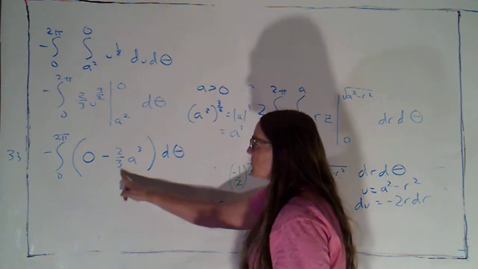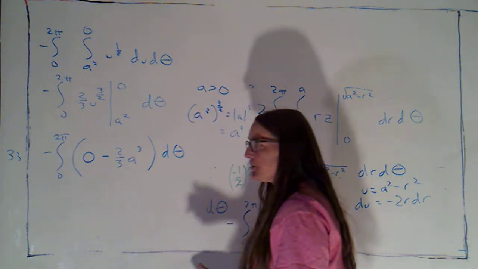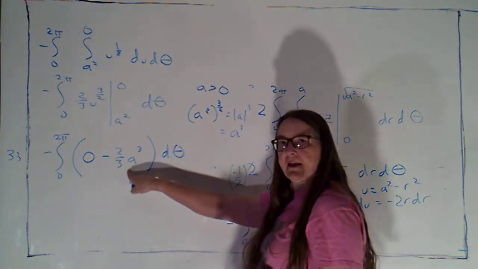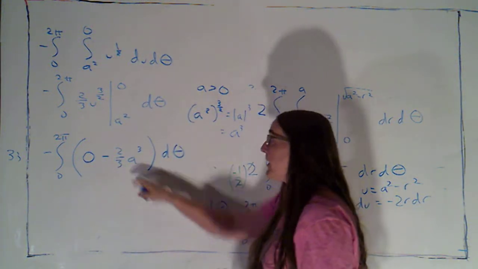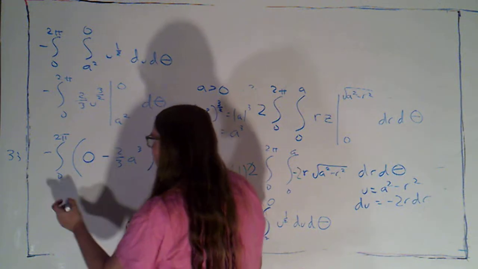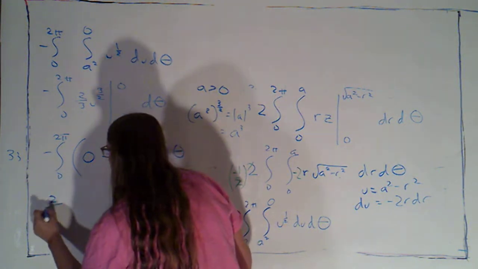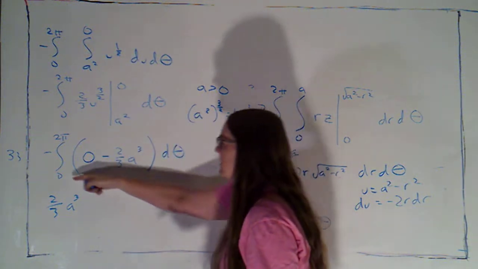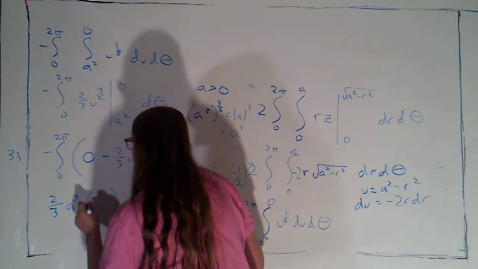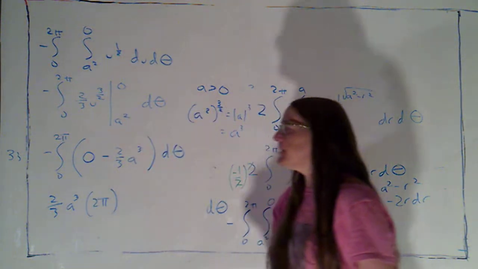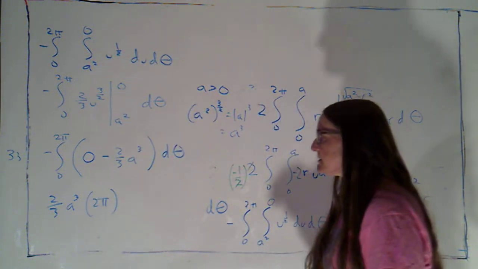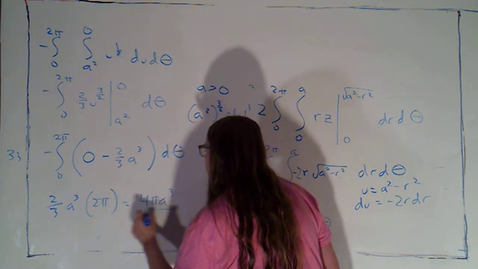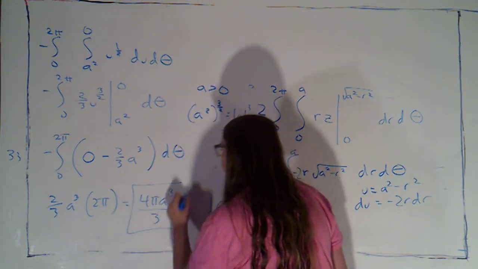to theta. So I'm going to factor out the negative 2/3 combined with the negative that's already there. Oh, you know what? That whole thing is constant. I'm going to factor out the whole thing. So I'm going to have a negative negative, so it's 2/3 a cubed. And when I'm integrating a constant, I just get that constant times the length of the interval. The interval from 0 to 2 pi has a length of 2 pi. So that's going to give me 4 pi a cubed over 3.